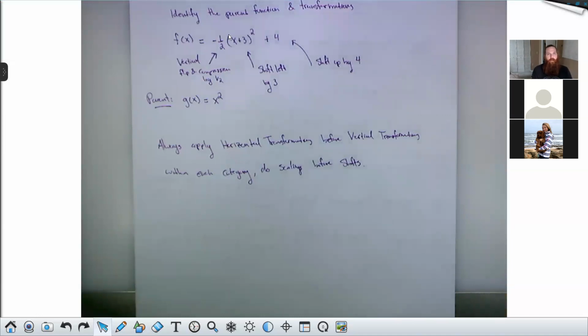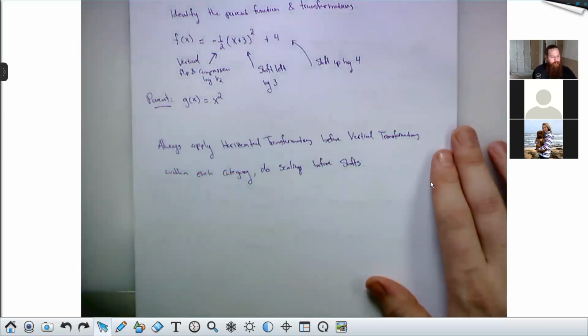If you look on the inside here, if you wanted to find f of some number, the first thing you would do is add 3 to that number. So that's you doing the horizontal shift first. If there was a horizontal compression, that would come from a number multiplying the x here, and you would have to do that before the shift. Then you would square, which is kind of giving you the shape. Then you would do the vertical compression and the flip. And then finally you would do the vertical shift. But this is the rule that works for most people.